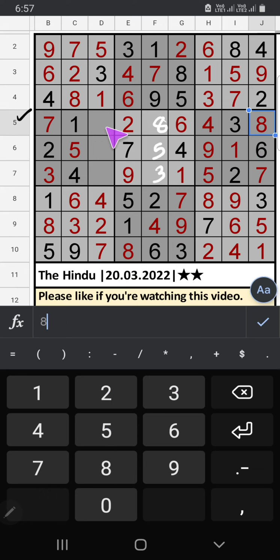Fifth row, 2 numbers are remaining: 5 and 9. Column D, we have 5, so 5 can't come in this cell, 5 is confirmed here, then 9 is here. 6th row, 2 numbers are remaining: 3 and 8. Column D, we have 3, so 3 can't come in this cell, 3 is confirmed here, then 8 is here. 7th row, 2 numbers are remaining: 6 and 8. Column F, we have 6, so 6 can't come in this cell, 6 is confirmed here, then 8 is here.